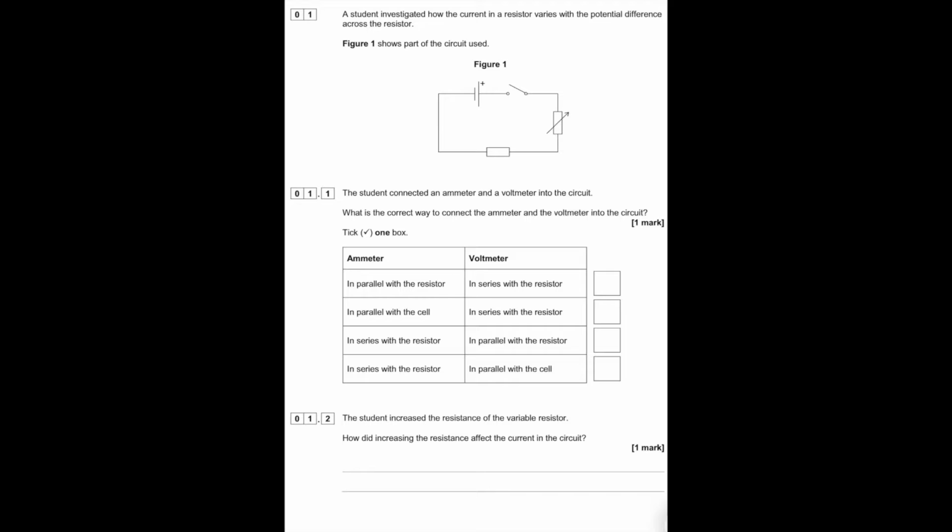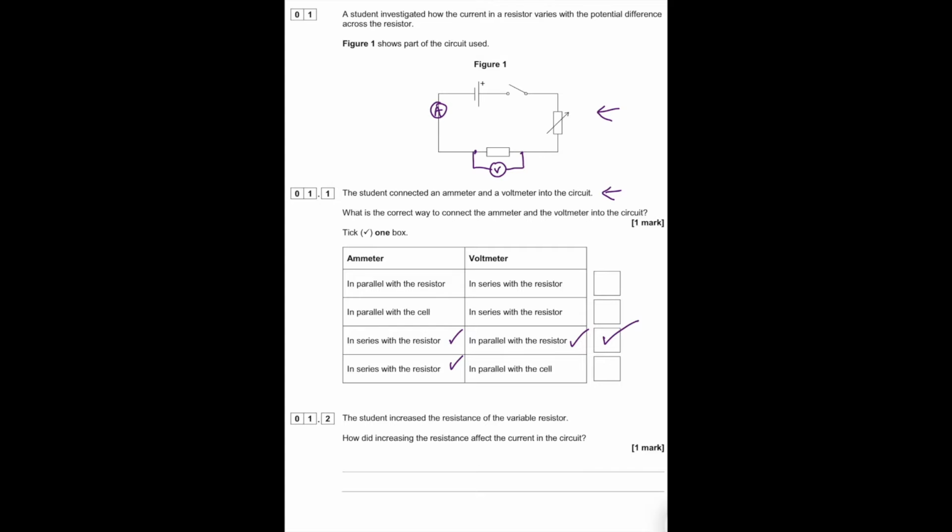A student investigates how the current in a resistor varies with the potential difference across the resistor, and we have the diagram here. So we've got figure 1, the student connected an ammeter and a voltmeter in the circuit. What is the correct way to connect the ammeter and the voltmeter? So the ammeter should be in the circuit, so that's in series with the resistor, so it's going to be one of these two, and the voltmeter is always in parallel across the resistor, so that would be this one here. So the correct answer is here.